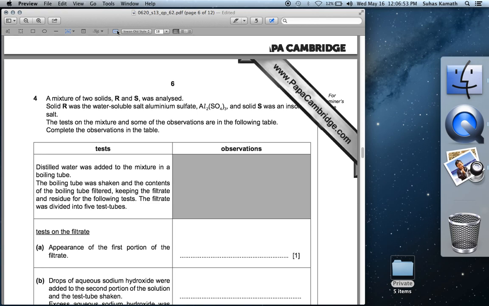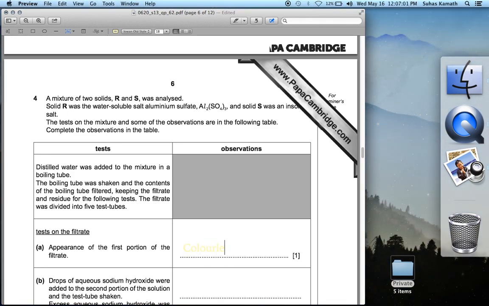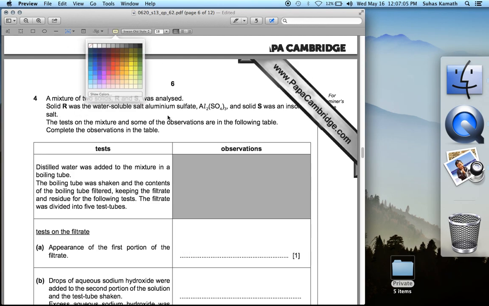Let's change our color once again, because it's good to be colorful. Oh, we can't see this color, so better change our color again to this color. Yes, this color is perfectly visible. Sorry for the mishap.